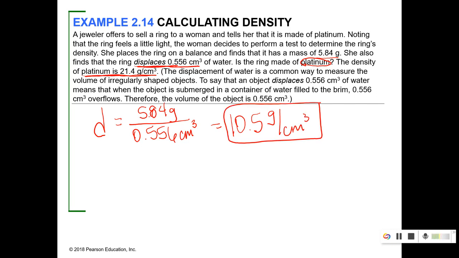So then you say, is the ring platinum? No, that density does not match. The density of elements and compounds are constants. They're the same regardless. So often, jewelers can find if something is real gold or real silver based on the density.